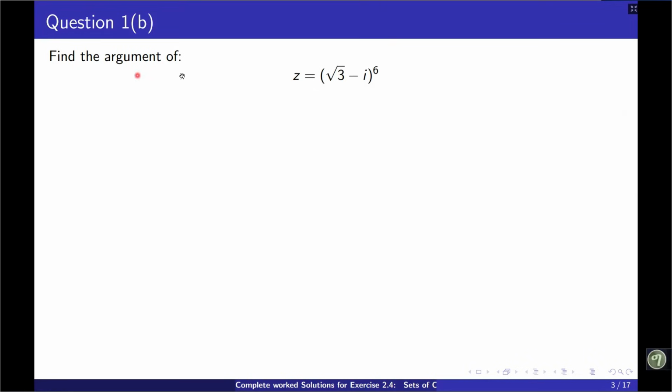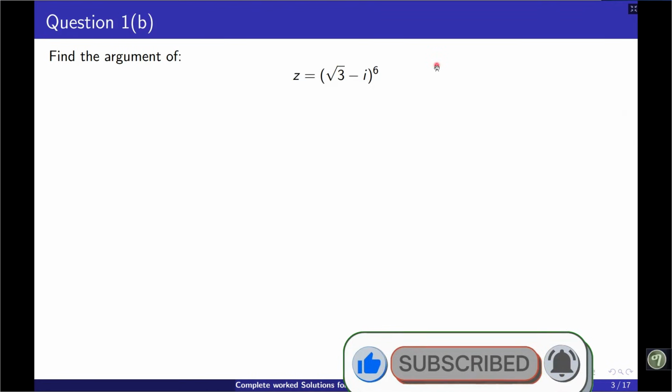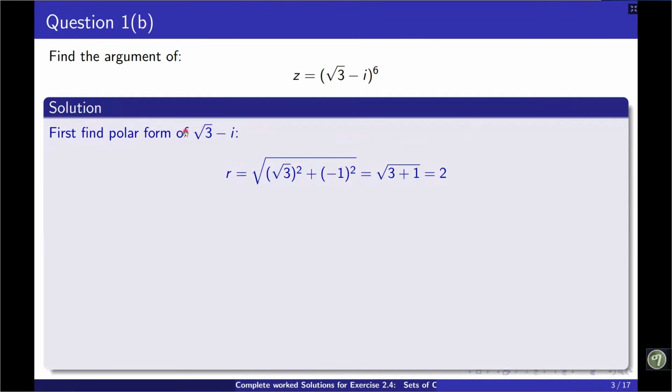Second, again on complex numbers, find the argument of z equal to (the square root of 3 minus i) to the power of 6. Like the thing we already did in the first question, first we have to simplify the given complex number. In order to simplify this, let's apply the polar form, since we have the exponent 6 here. So we have to determine the r and the argument of the complex number itself.